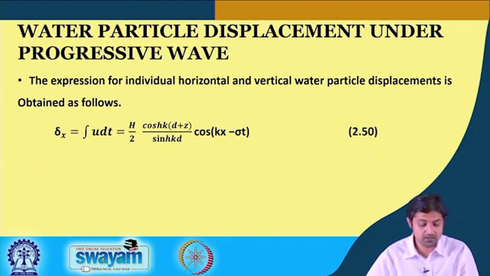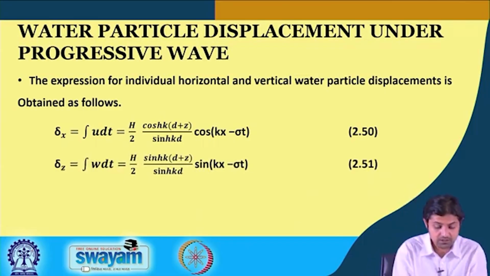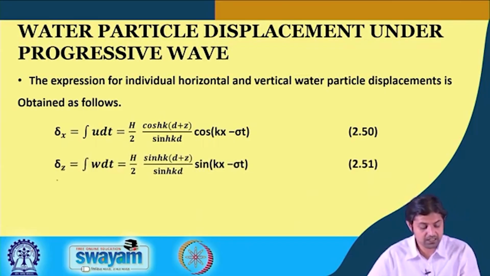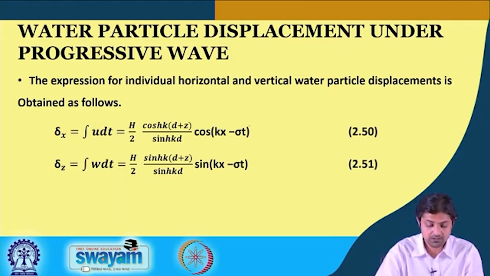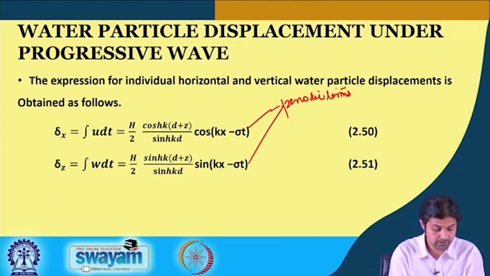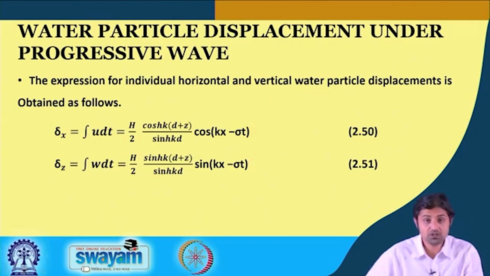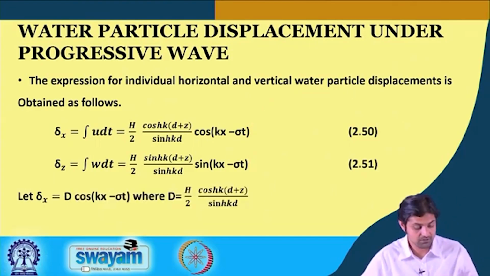So, the final result comes out to be h by 2 cos h k d plus z divided by sin h k d into cos k x minus sigma t. Similarly, the vertical displacement delta z is given by h by 2 sin h k d plus z into sin h k d into sin k x minus sigma t. These are the periodic terms. Okay. So, once you derive the velocity potential, everything can be found out.